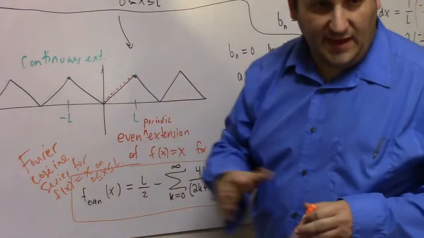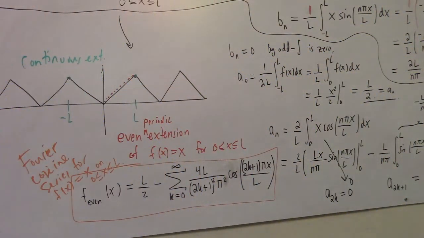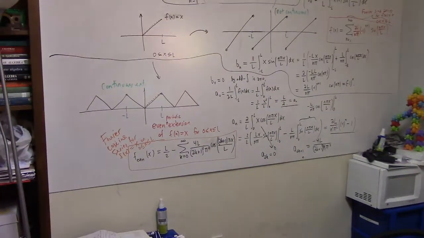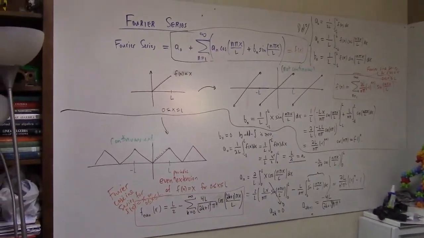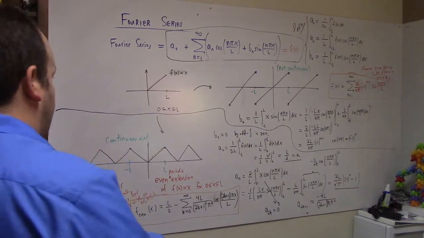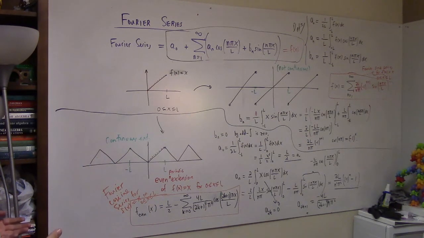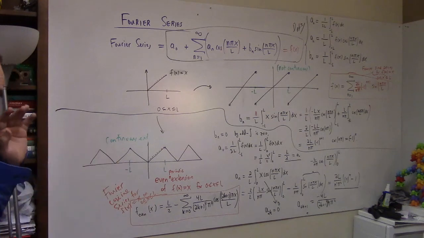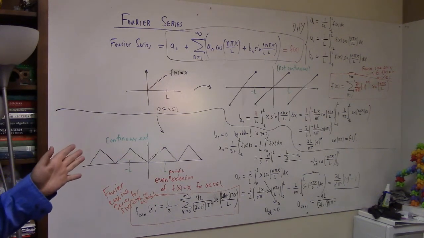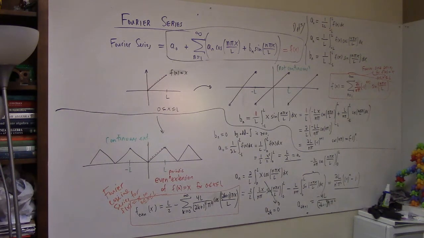They both match f of x equals x between 0 and L, right? But they're Fourier expansions for different functions in the extension. Like I said, one is the even extension, the other one is the odd extension. One is continuous, the extension is continuous, the other one, the extension is discontinuous, rather.